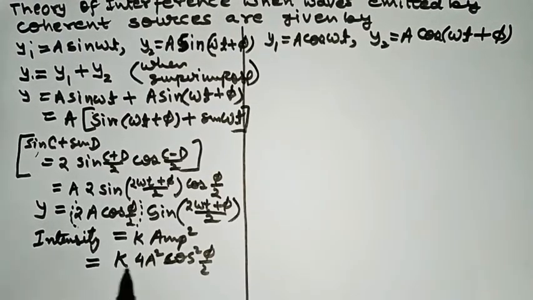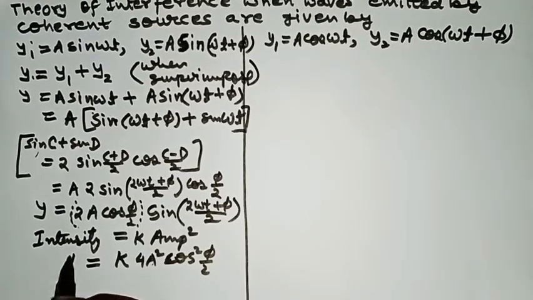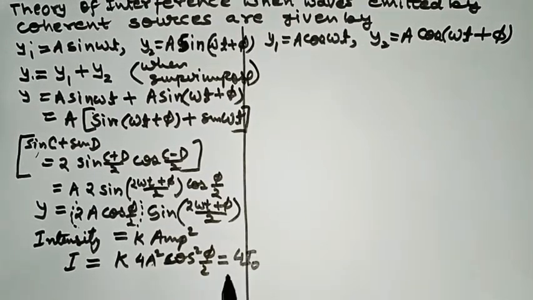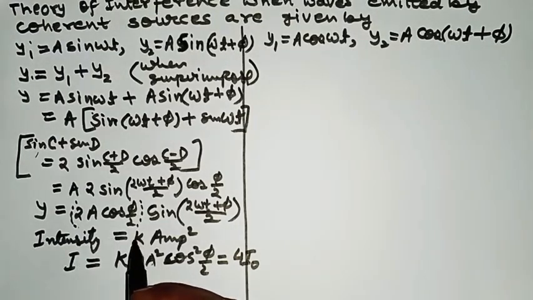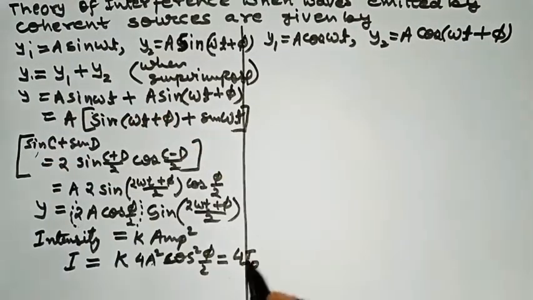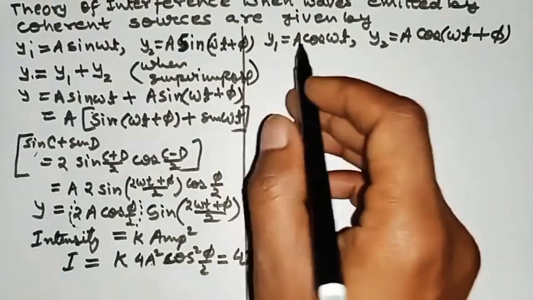And k into a square, we can replace it with some maximum intensity, which can be 4 as usual, I naught. In fact, we can include this entire term, the 4 into this I naught also, but this k a square is analogous to intensity equal to k into amplitude square. So this relates to individual waves, the intensity related to each one. So that will be 4 times I naught cos square phi by 2. I'm not proceeding anymore, just doing this again.